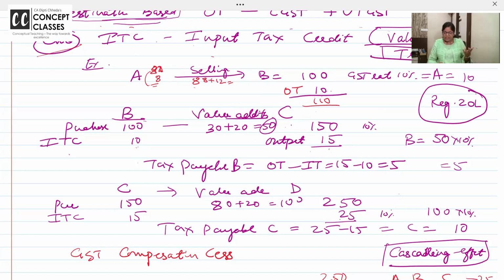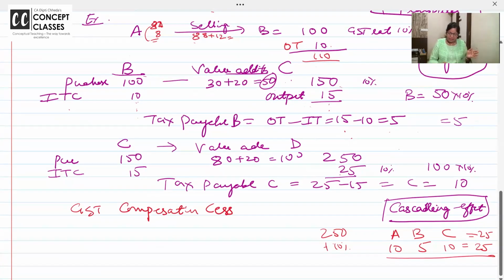So all your advantages and disadvantages are clear. Now B will do certain value addition. What is value addition? He will incur certain expense, say 30 rupees. He will add his profit, say 20. Put together, B added 50 rupees of value addition and sold it to C for 150 and charged again 10% GST. Now, how much did B collect from C? 15 rupees output tax. But he has already paid 10 rupees that he is setting off, and 5 rupees is exactly the tax B is paying on value addition.